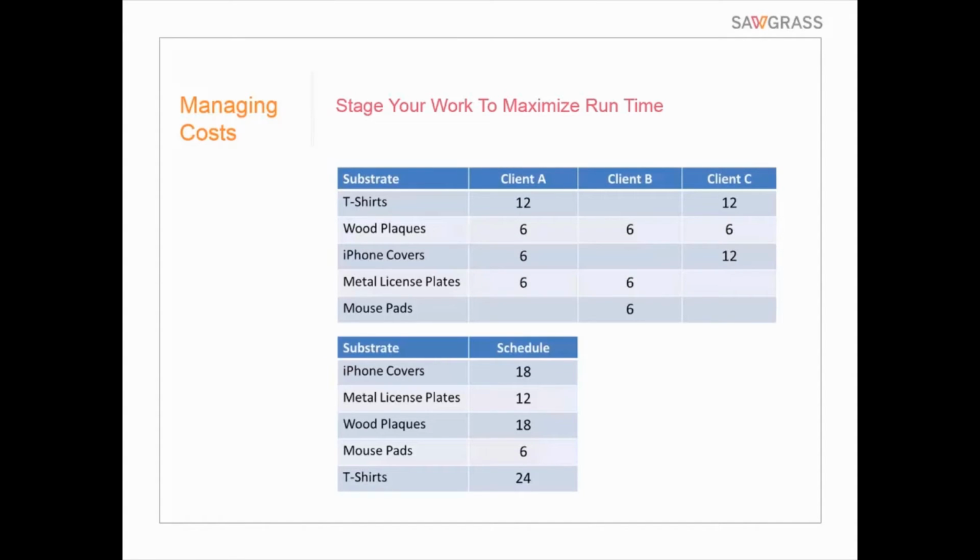If I take those 3 and run them as individual orders, complete beginning to end of each order, I guarantee it's going to take me longer than if I do it the way you see at the bottom, where I realize that between those 3 orders, there are 18 iPhone covers, 12 metal license plates, 18 wooden plaques, 6 mouse pads, and 24 t-shirts. So I'm going to set this up now where I run it based on substrate rather than on the person. Now, how do I keep all that straight while I'm doing it?